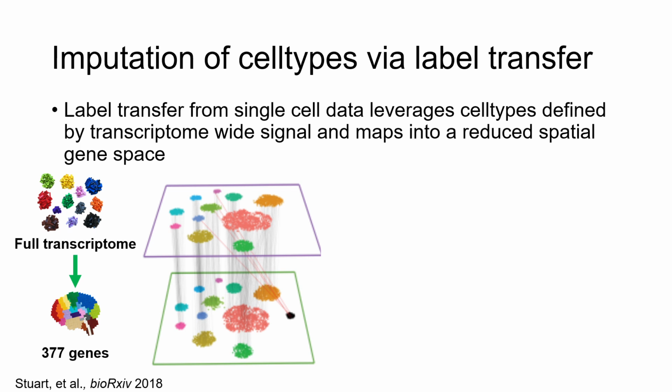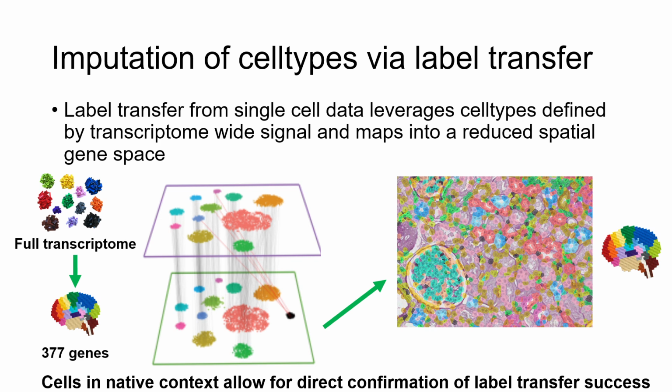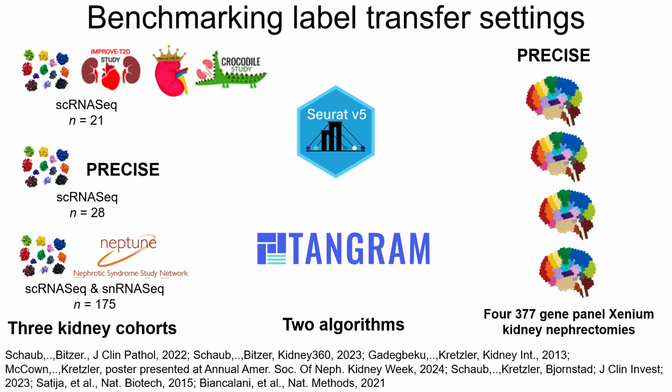But you can take single cell data, which has cell type labels defined by a transcriptome-wide signal, and map that transcriptome-wide signal onto a reduced spatial gene space to get your cell type labels onto your spatial transcriptomics data. What's cool is that since the cells are still in their native context, you can verify the plausibility of cell type assignment by looking at how it appears on the tissue itself. And so that sets up my benchmarking study.